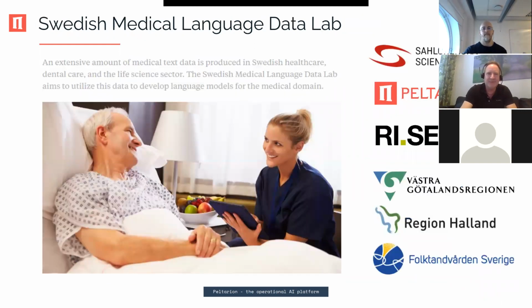I will not only speak about the Svebert project. I actually included some example projects from another Vinnova project, which we call MedBert. It's formerly known as the Swedish Medical Language Data Lab, where we from Peltarion also collaborate with RISE, and it's coordinated by Sahlgrenska Science Park and AI Sweden, and other Swedish organizations are part of that as well.